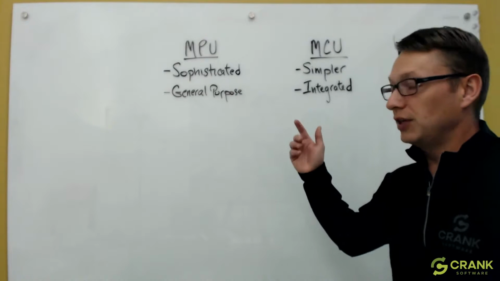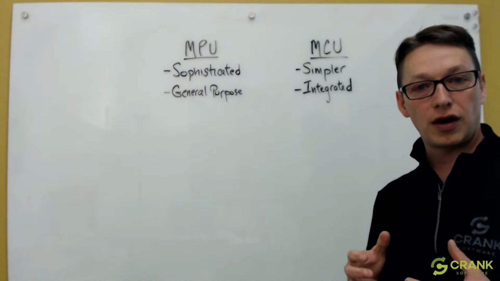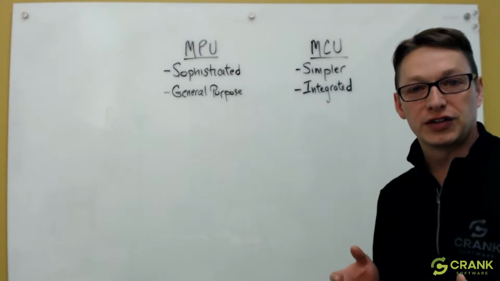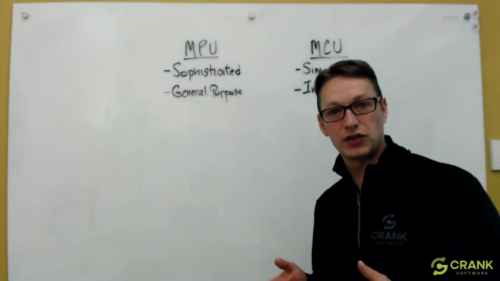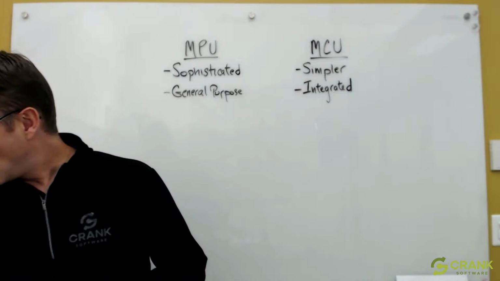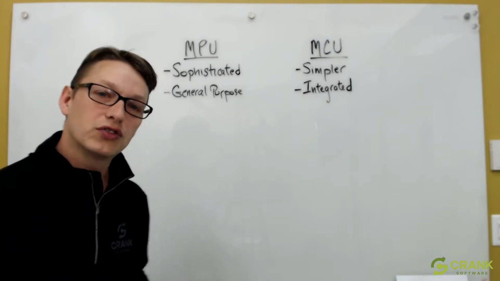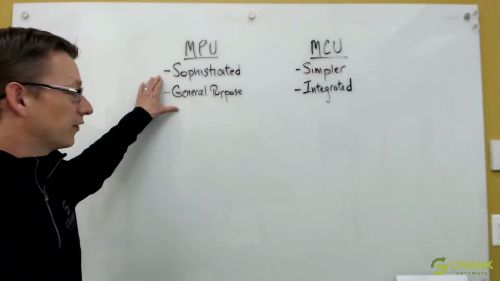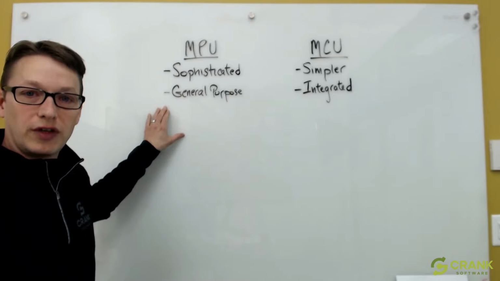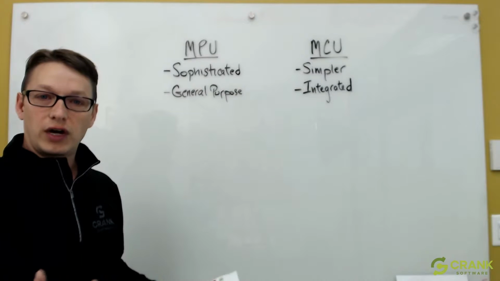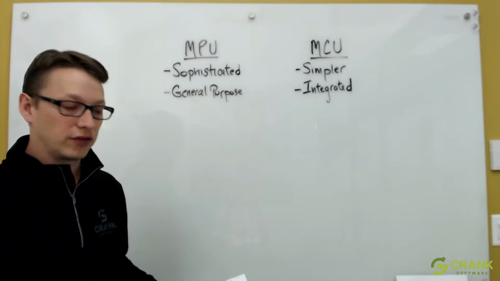So MPUs. MPUs are our typical microprocessor configurations. These are the desktop type systems that we've often used, scaled down to work in embedded environments. When we talk about MPUs, what we're talking about are systems that are fairly sophisticated but also general purpose. They aren't fully integrated. They are chips that require peripherals, that require support from other systems.